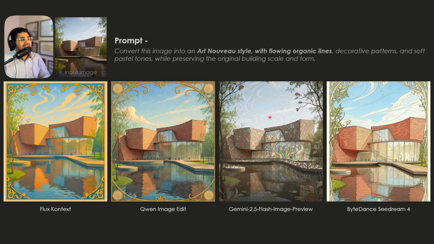This is for you. And then in the next one, I'm saying Art Nouveau style with flowing organic lines, decorative pattern and soft pastel tones. In this case, I will have to give the win to NanoBanana just because of how Art Nouveau it is, and I like that this image is too. They kind of match together. So I think the win goes to NanoBanana.